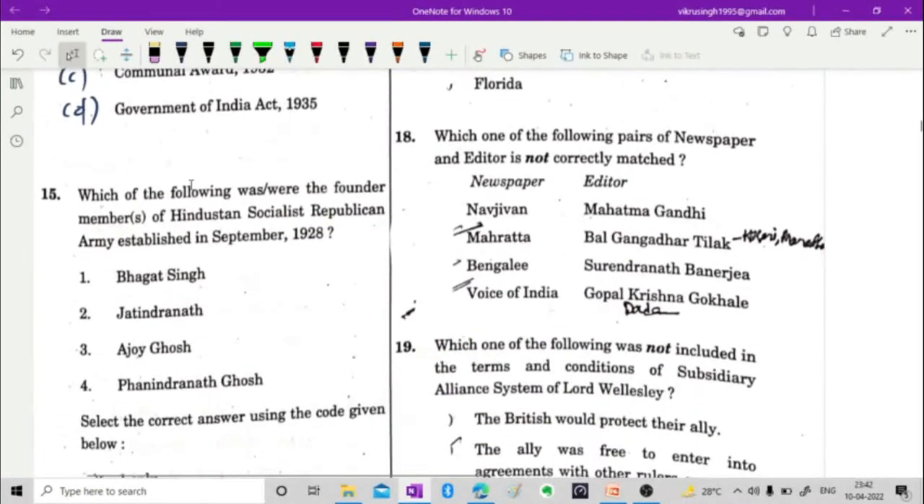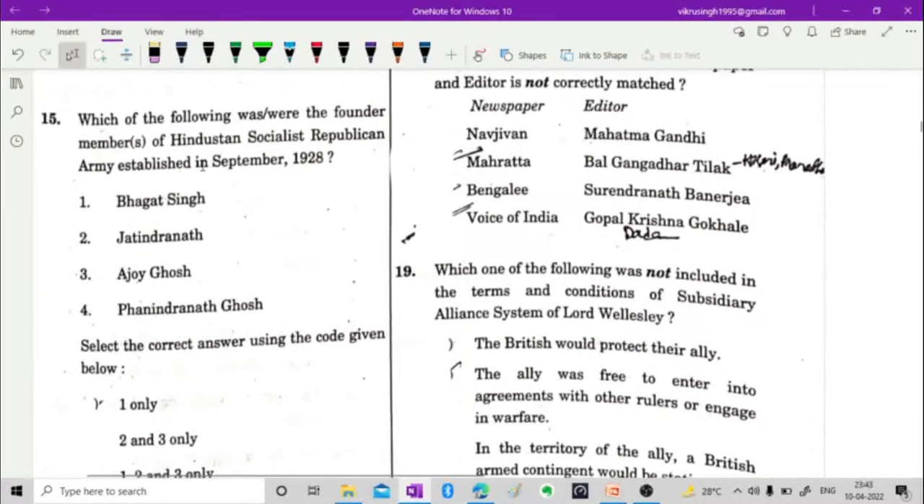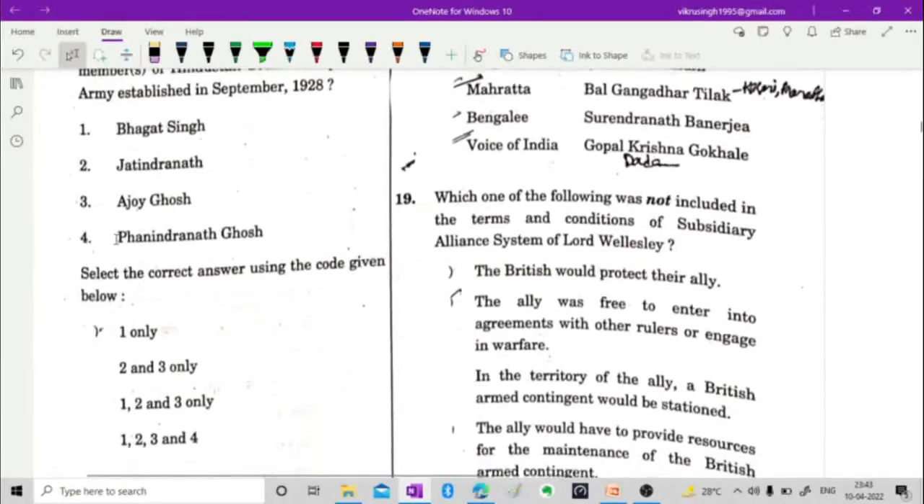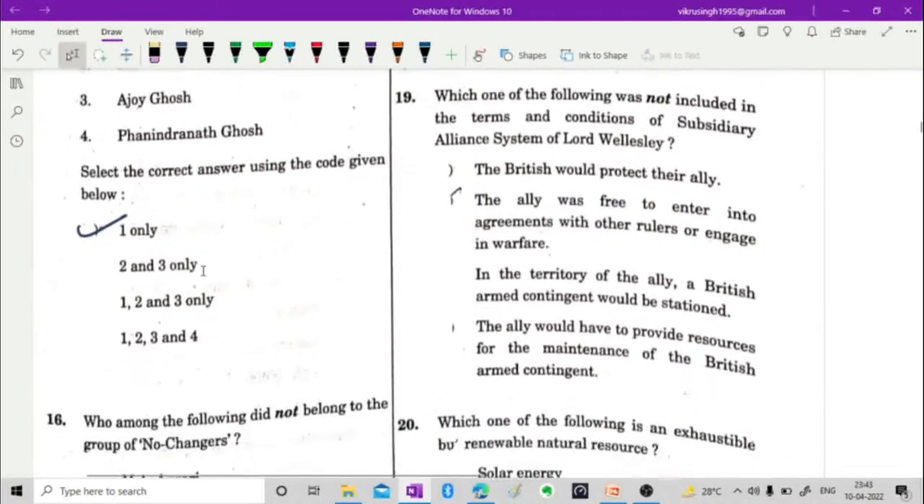Question number 15, which of the following was the founder or member of the Hindustan Socialist Republican Army established in September 1928. So who were the members, correct option under the, it is only the Bhagat Singh who was there. So the correct option is A.